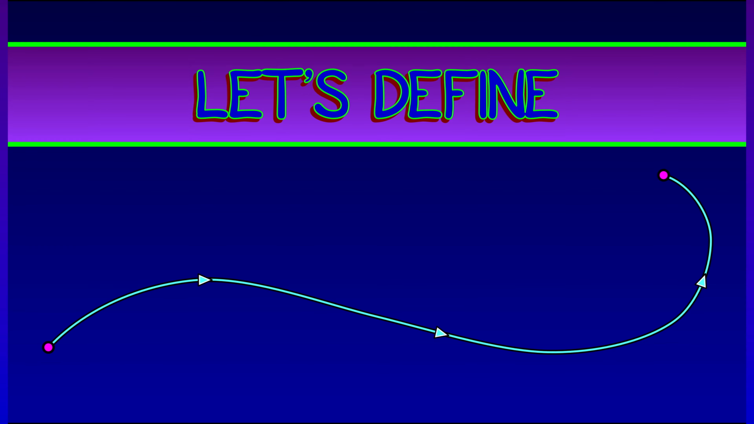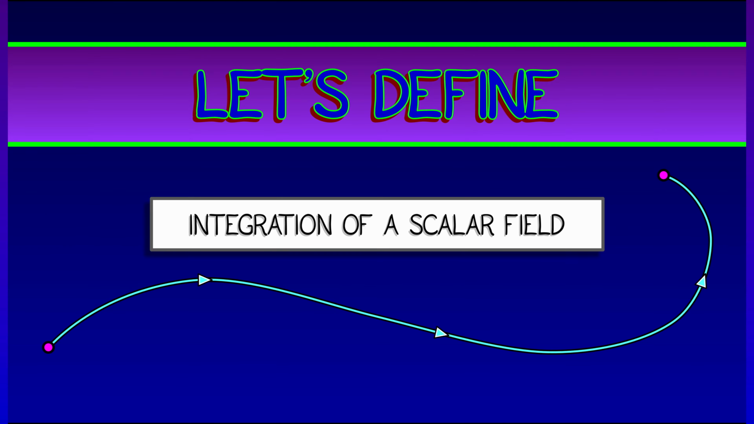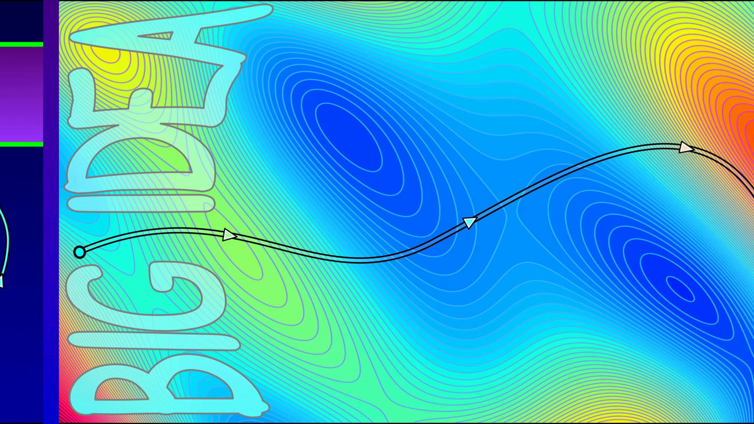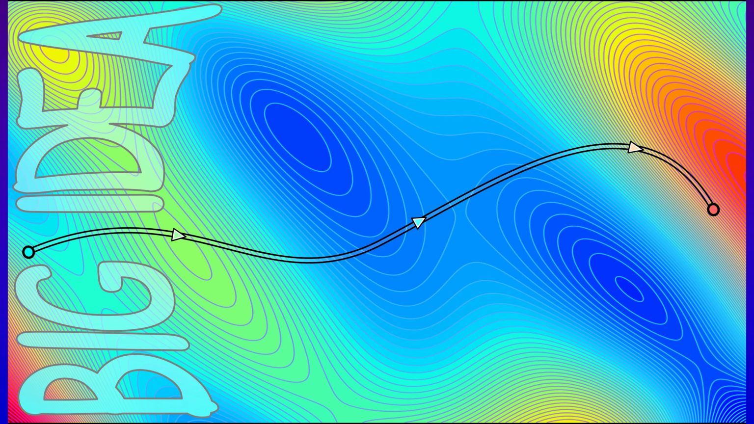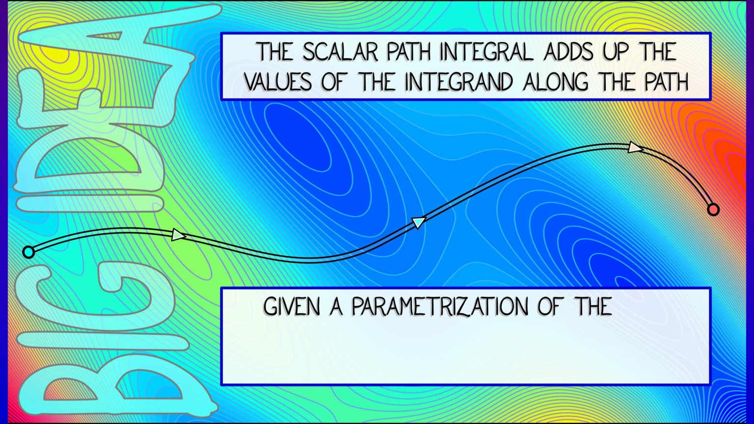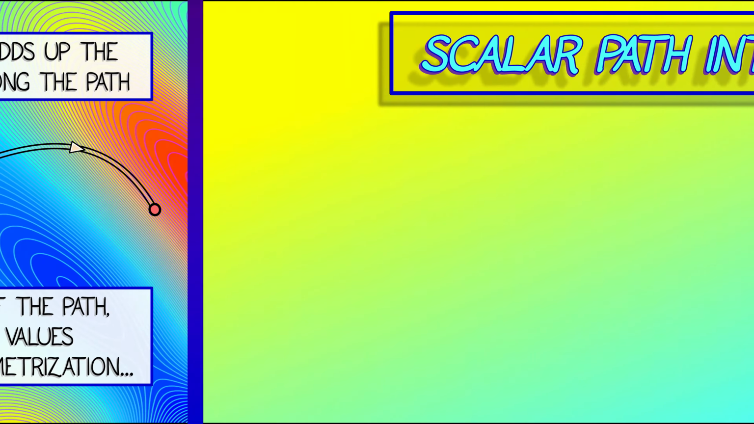All right, let's define the integral of a scalar field along a path, along a parametrized path in Rn. The big idea, again, is that what we're going to do is add up the values of the integrand along that path. Now, how do we do so? The way that we're going to do it is we're going to take advantage of the parametrization of the path to pull back those scalar values and add them up using a standard integral. Here are the details of how that works.